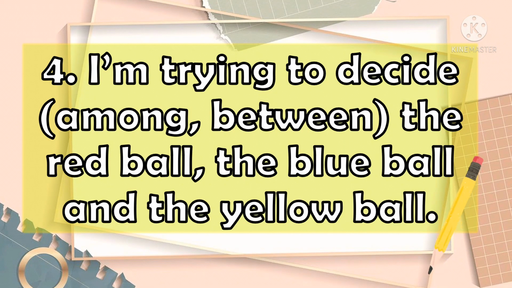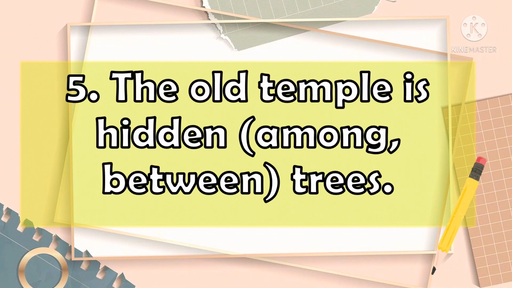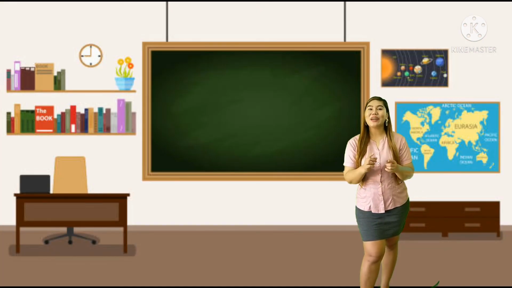Number 4. I'm trying to decide blank, the red ball, the blue ball, and the yellow ball. What is your answer? Very good. It's between. I'm trying to decide between the red ball, the blue ball, and the yellow ball. Number 5. The old temple is hidden blank trees. The correct answer is among. The old temple is hidden among trees. That's great! You got it all right.